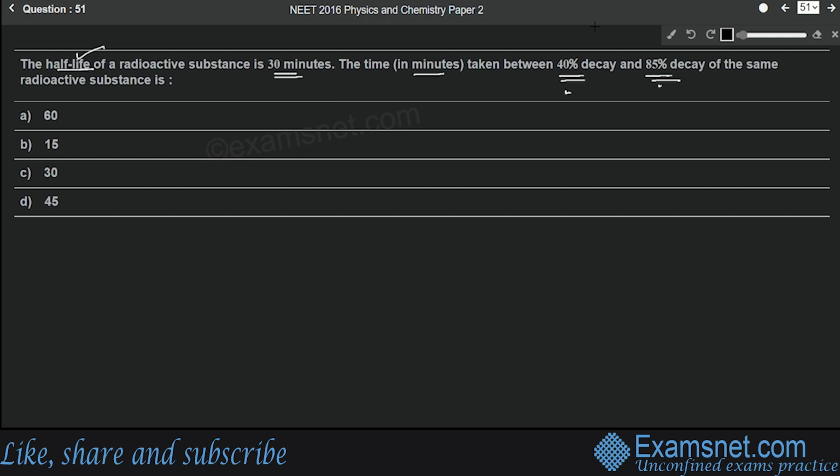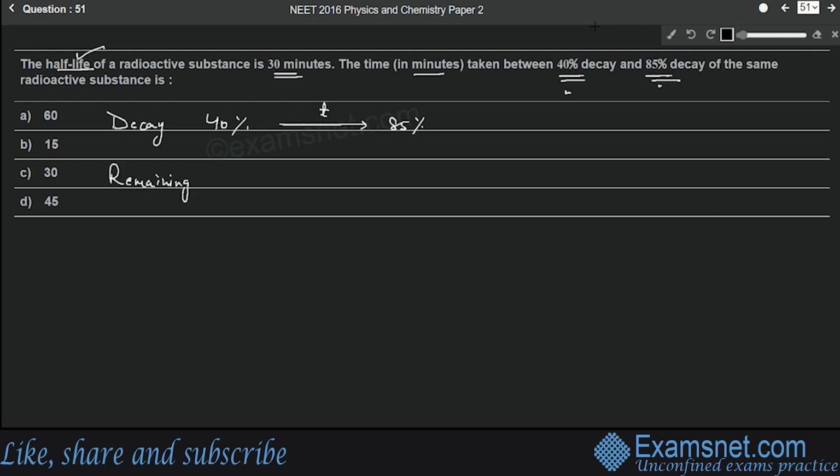So 40% decay, we are talking about the decay, right? 40% decay to 85% decay. Suppose the time taken is t. If we write it in terms of remaining nuclei instead of decay, remaining.